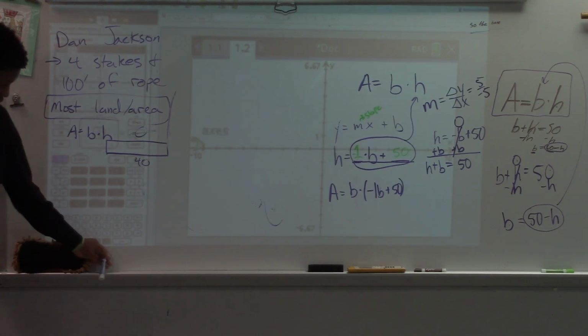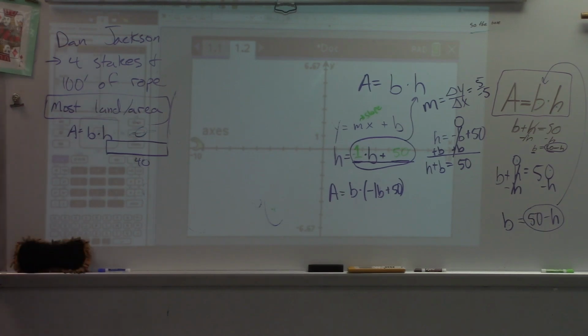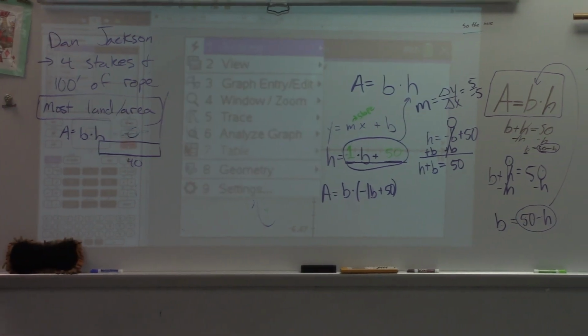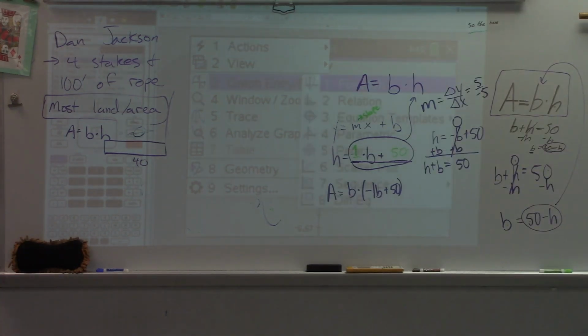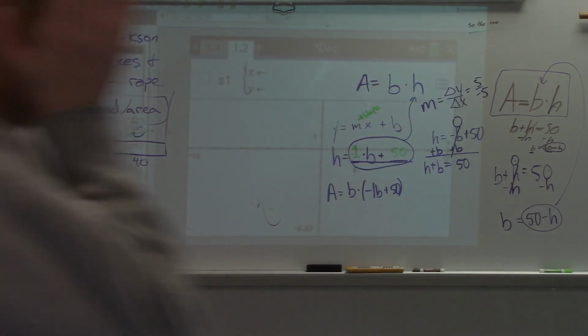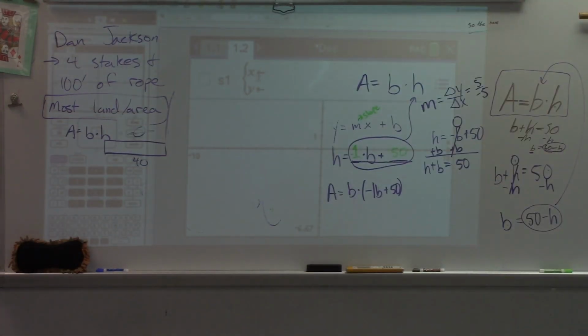What's the button that lets me do cool stuff? Menu. Okay, menu. Where am I going to go if I want to graph something? Graph entry/edit. Now, I want to graph a bunch of points that go together. That's known as a scatter plot. And so my independent variable, what was the independent variable again? Base or height. I'm going to go with base. What was my dependent variable?